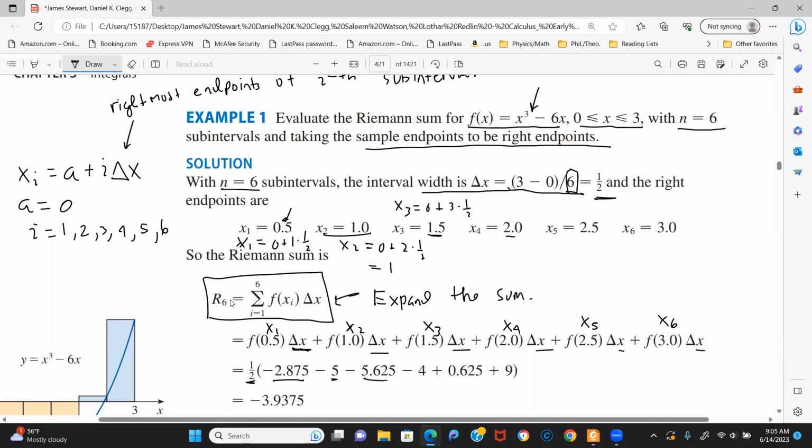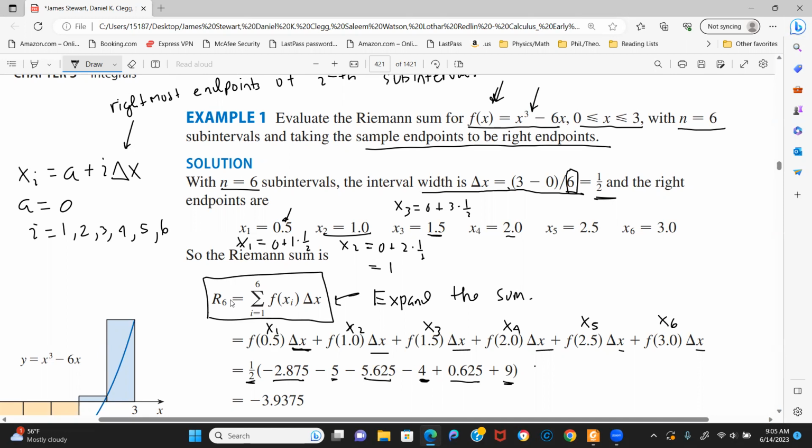And then when you plug in 1.5, you get this. When you plug in 2, you get 4. So plug in 2 to this function, you get 8 minus 12, which would be negative 4. And then you get this one for plugging in 2.5. And when you plug in 3, you get 27 minus 18, which would be 9.